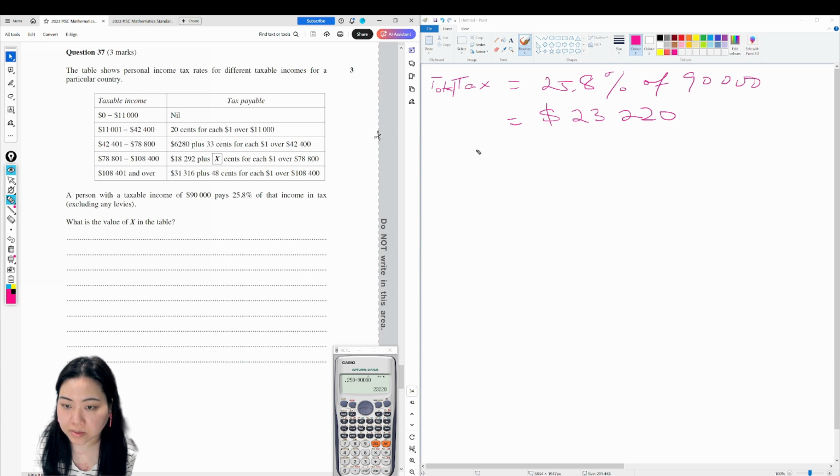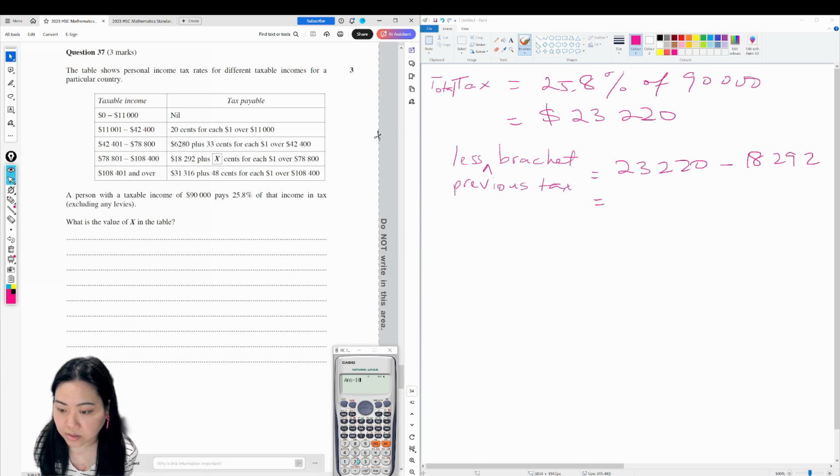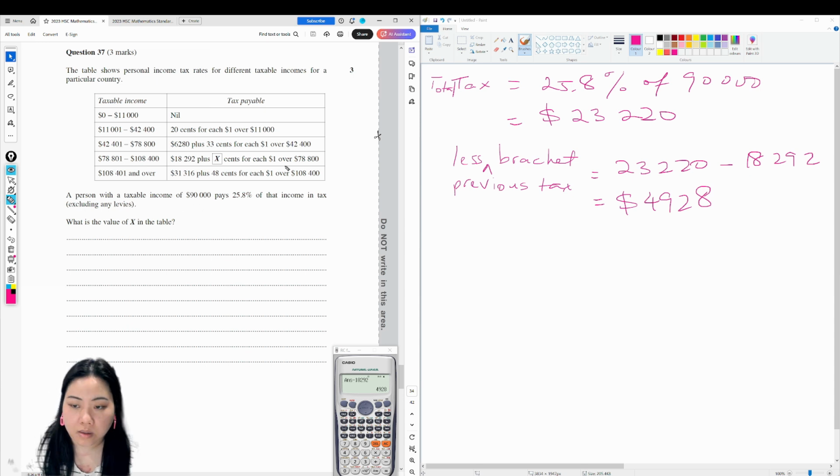How do we write this? Less previous tax bracket. It would be 23,220 minus 18,292. That is $4,928. That number is the result of getting however many cents for each dollar over $78,800 from the income. We need to know how many dollars over 78,800 there is.